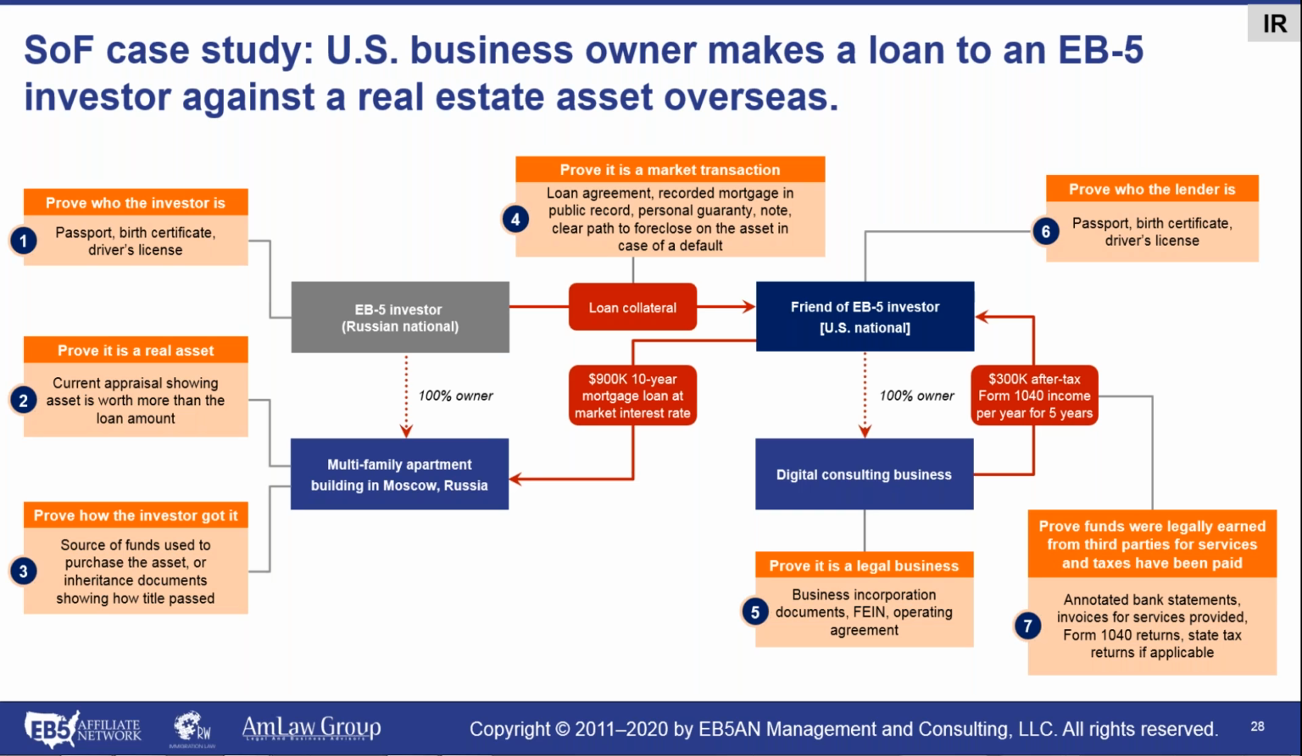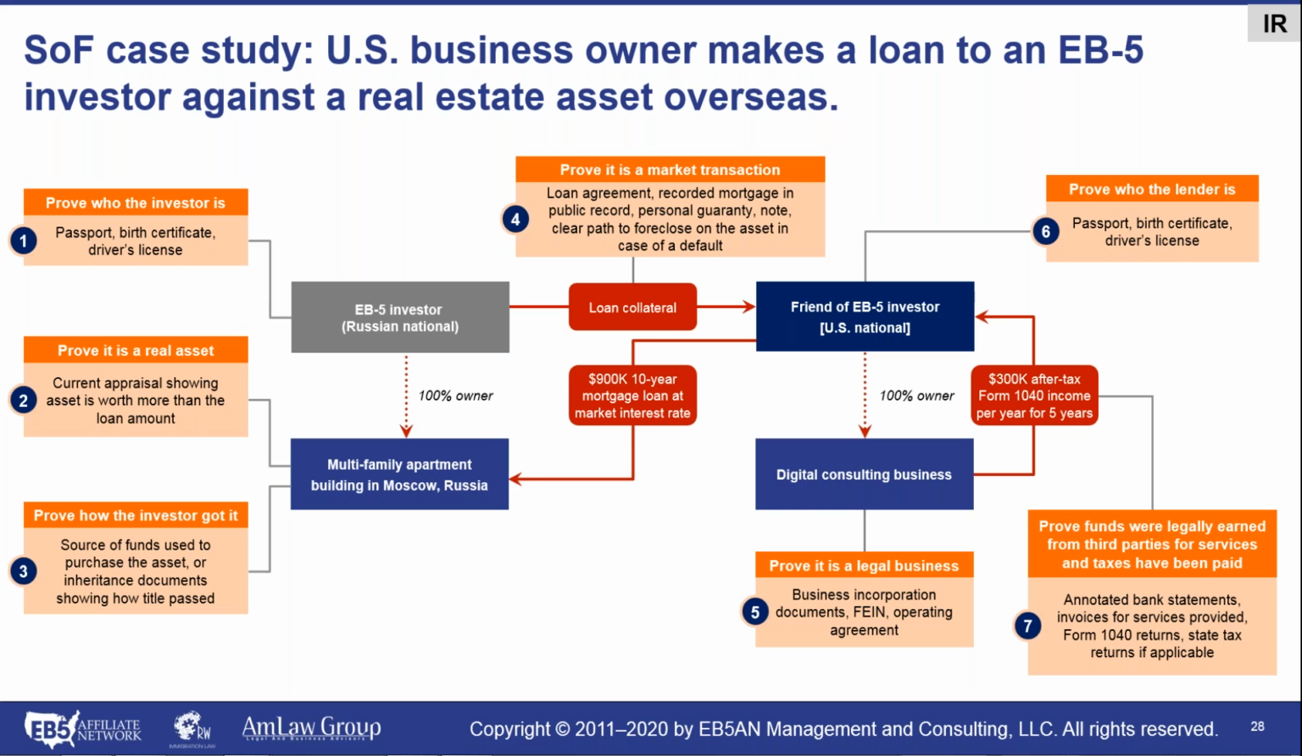So in this case, at a high level, you're going to need to show not only the collateral for that loan, how the person got that apartment building in Russia, where they got the money, how long they've owned it, and that it's actually worth more than the $900,000 being loaned on it. But you're also going to need to show, in 5, 6, and 7, who this person loaning the money is. It's not a traditional loan from a major bank like Wells Fargo. It's a private market loan, but it's an independent lender.